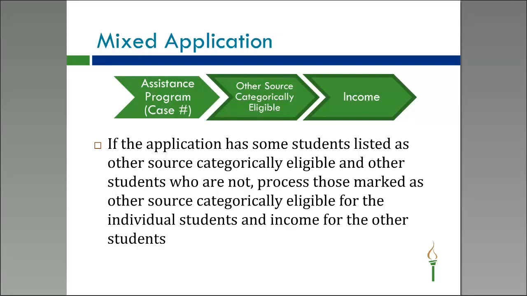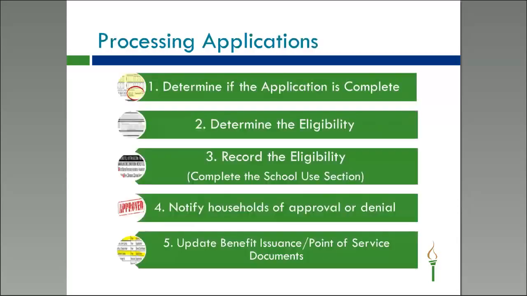You may have an application that has some students listed as other source categorically eligible and other students who are not. Process those marked as other source categorically eligible for the individual students and the income for the other students listed on the application.